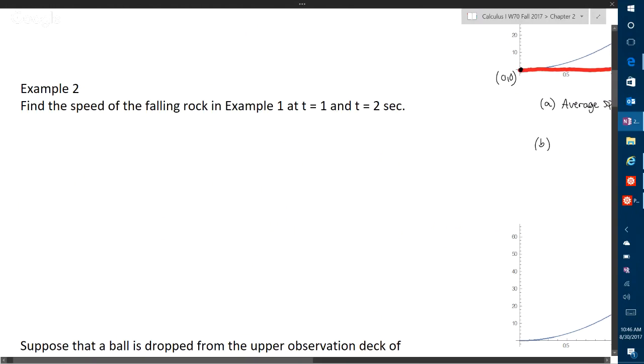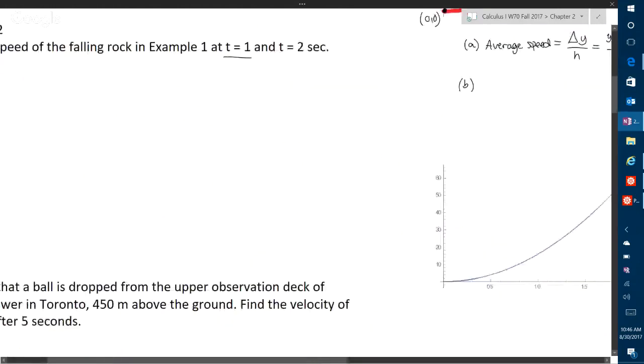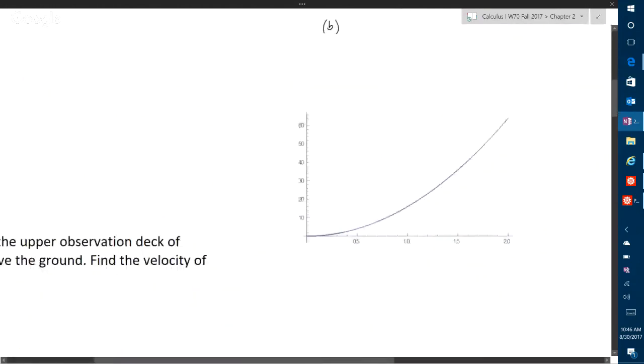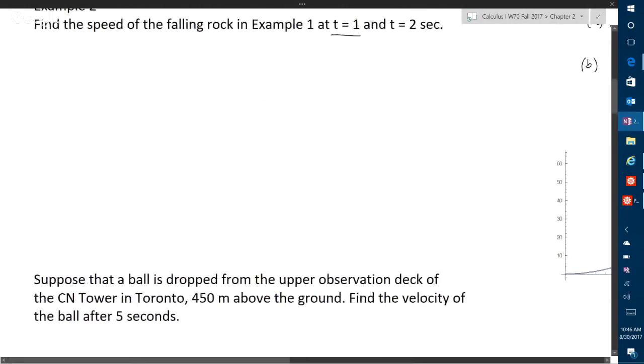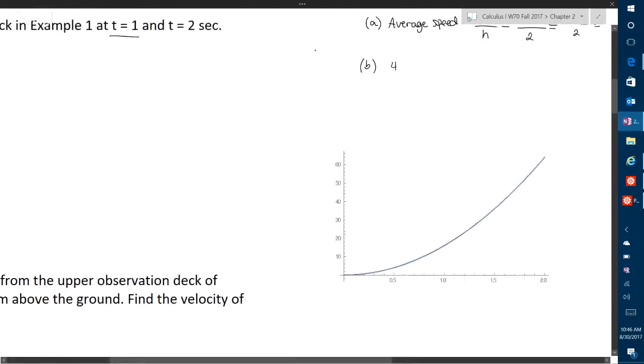So let's do the first part together. T is equal to 1. And I have my graph over here off to the side. Let's move off to the side and let's take a look. Well, I can fill this in. For part B, the answer was 48 feet per second.